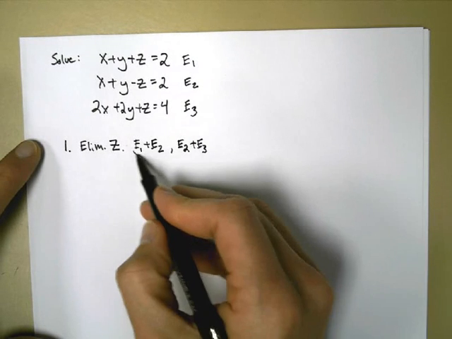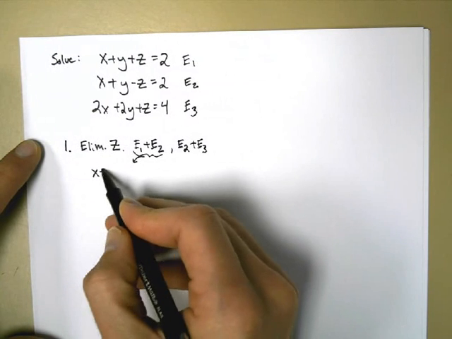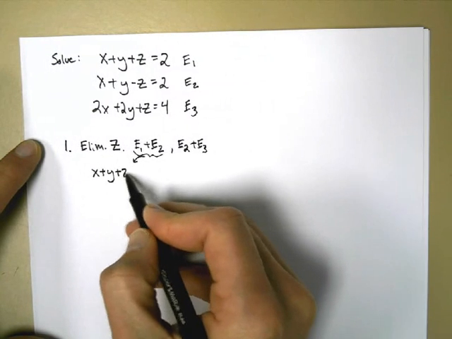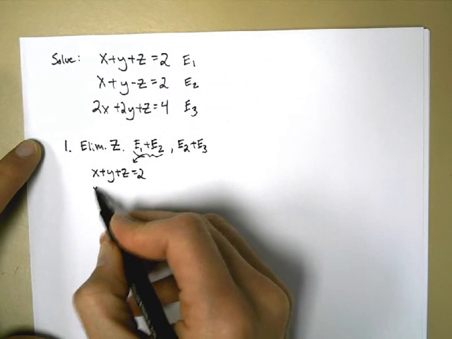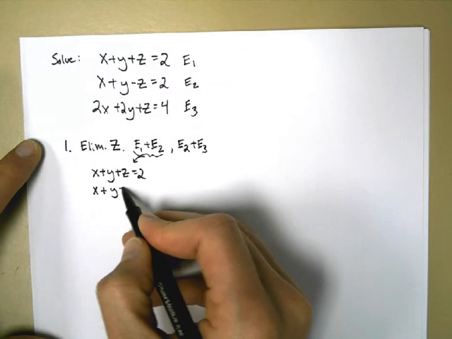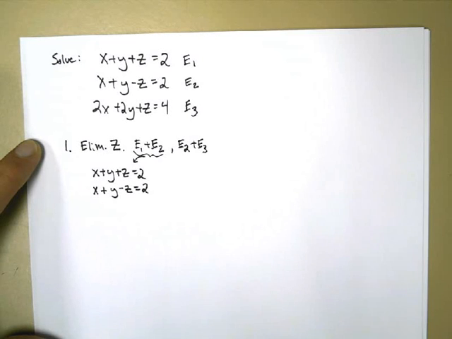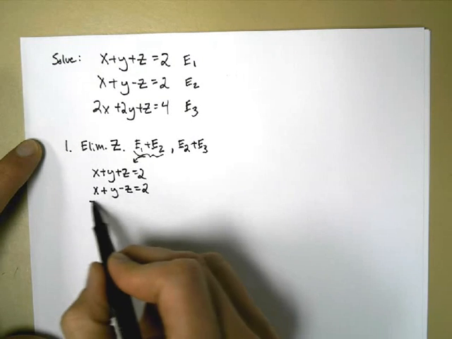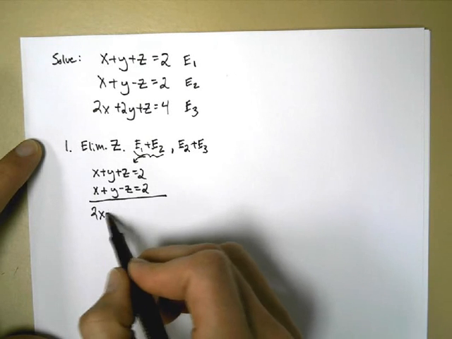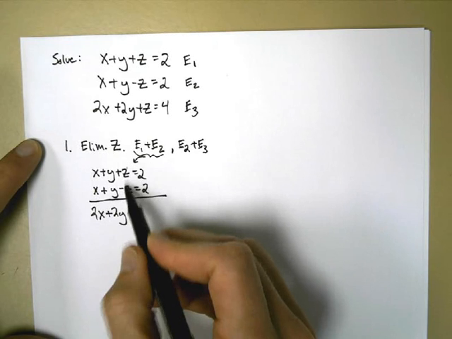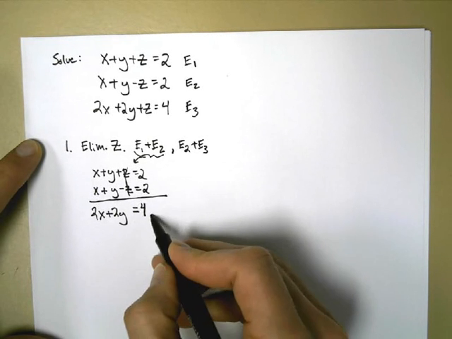If I go ahead and set up E1 plus E2, E1 is X plus Y plus Z equals 2. The second equation, E2, is X plus Y minus Z equals 2. If we go ahead and add these, I'm going to end up with 2x plus 2y, and the z's drop like we planned, and that's equal to 4. I'm going to call that my new equation 1.